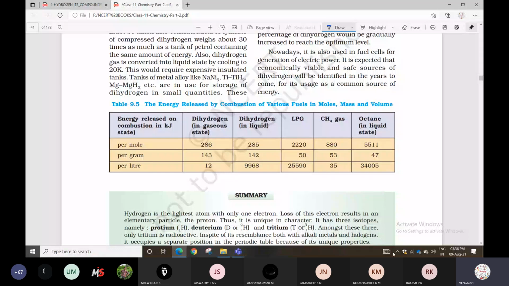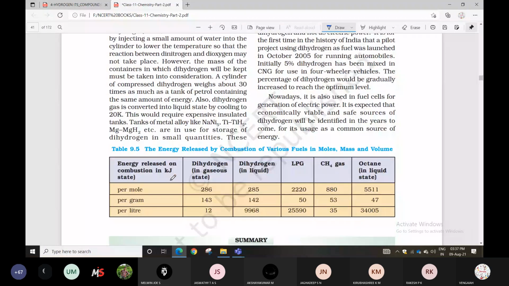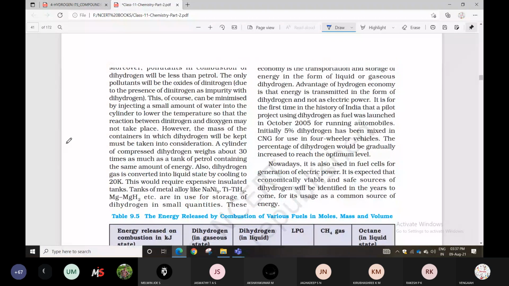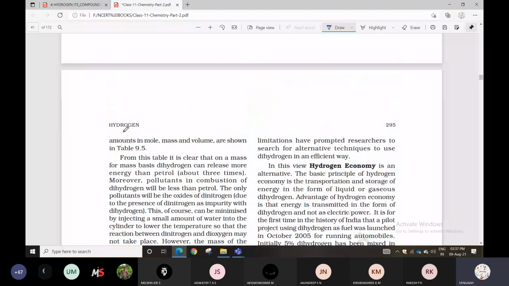generation of electric power. It is expected that an economically viable and safe source of dihydrogen will be identified in the years to come. So in coming years they will be using dihydrogen. It is given as a common source of energy. Next, you can check hydrogen as a fuel.